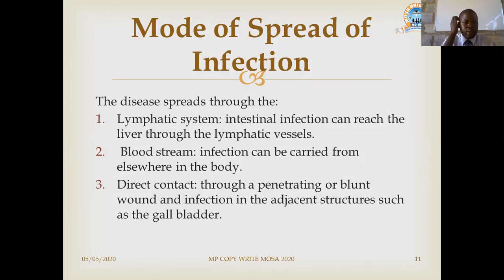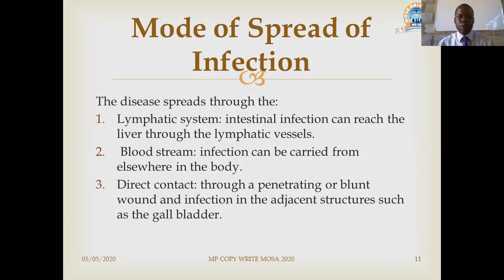The second method of spread of infection is bloodstream or hematogenous spread. Infection is able to reach the liver by means of blood. So infection can be carried from elsewhere in the body, and through blood circulation, the infection will be able to reach the liver and destroy the Kupffer cells, where some pus will start to form in the cavities that have been made.